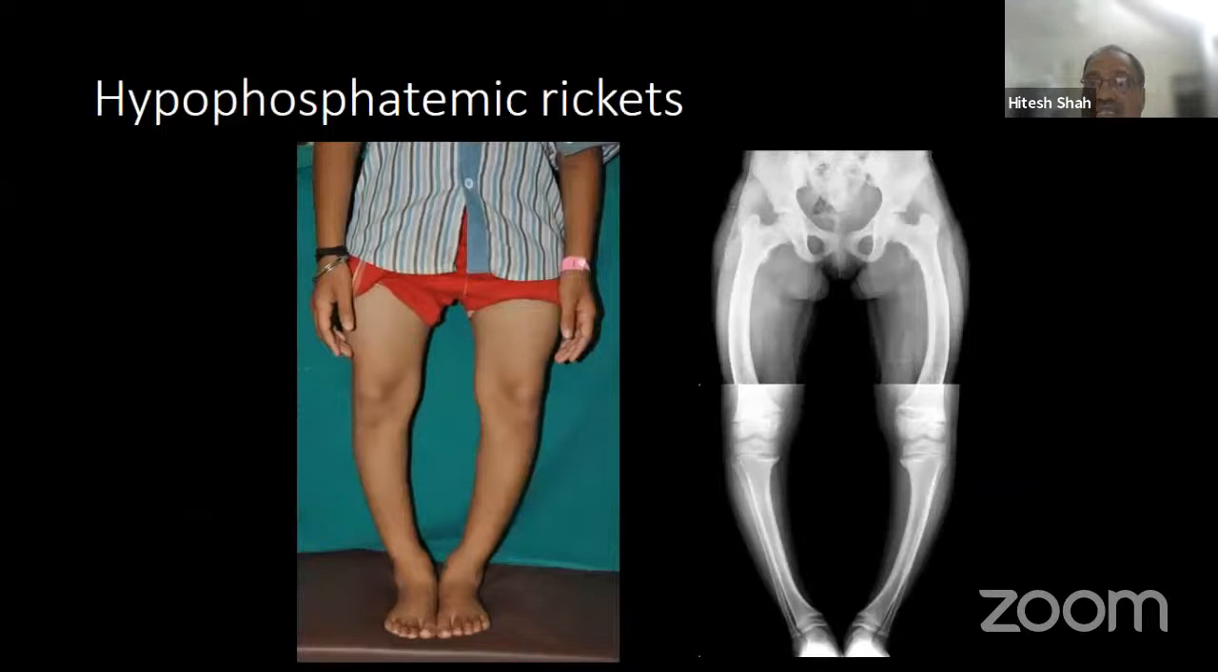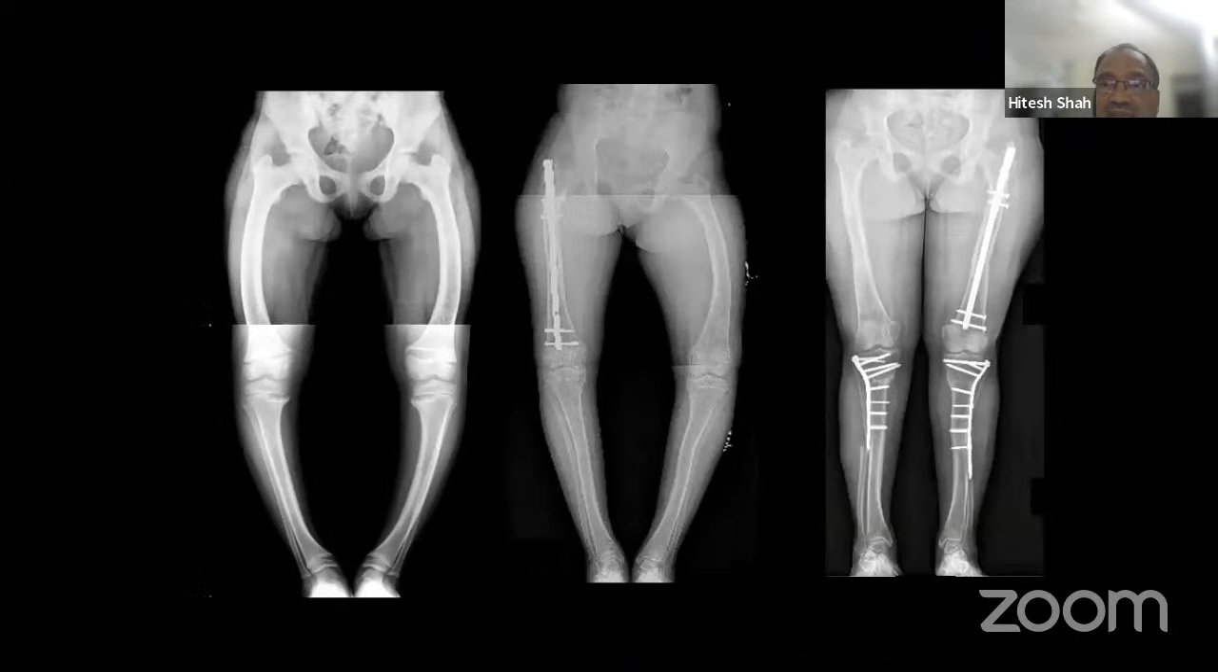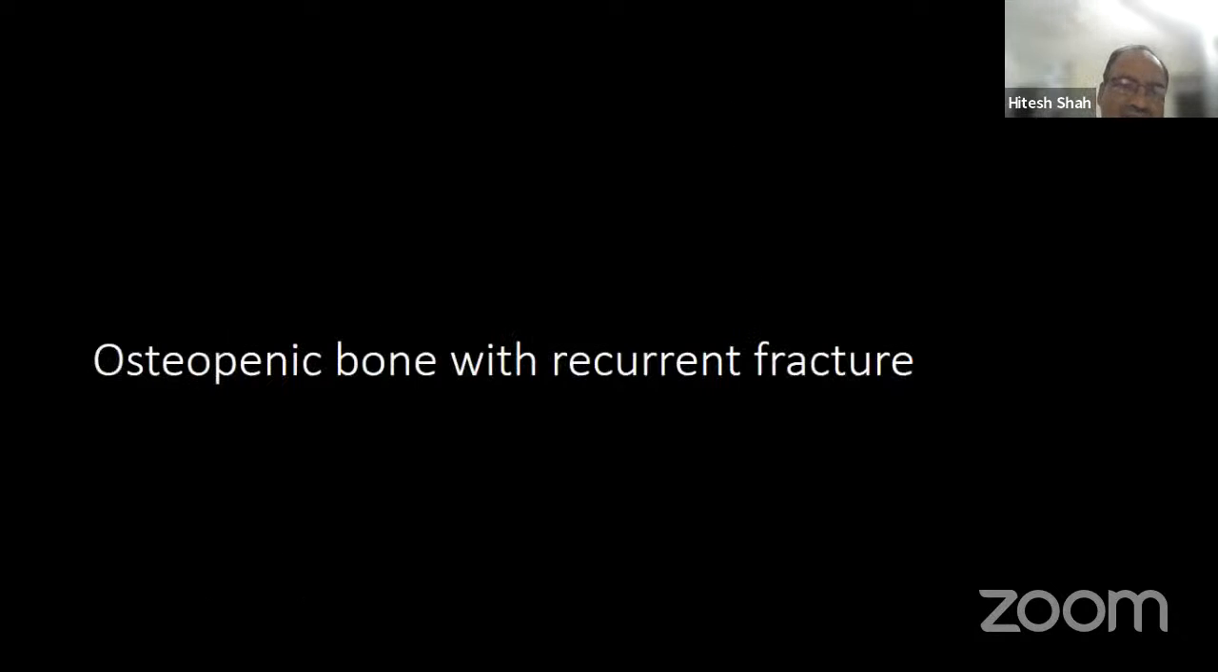What should we do when the child presents near maturity, or with a sick physis like hypophosphatemic rickets? This child was treated with bilateral femur and tibia in a stage-wise manner, one side the femur, then the opposite side femur, and corrected with proximal tibial osteotomy, and the mechanical axis got corrected at the follow-up in the hypophosphatemic rickets.